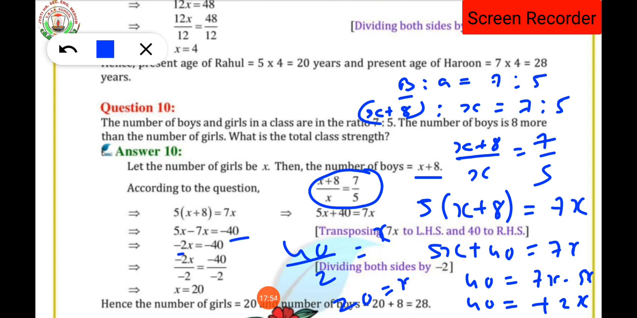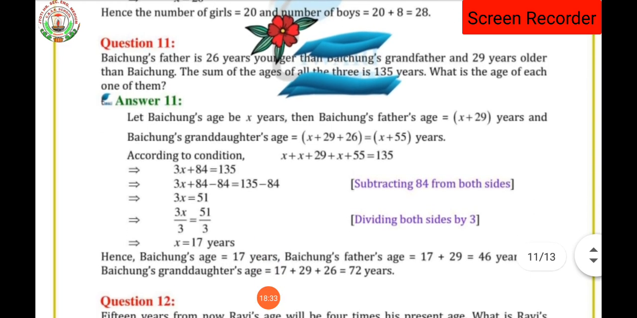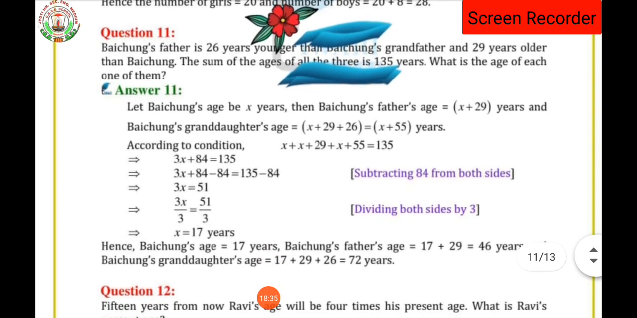Don't get confused by this minus. Since this 7x from the right hand side goes to the left hand side, that's why it becomes minus. If you take 5x from the left hand side to the right hand side, you will not get confused. The answer will directly come in the positive. So it is better to do it this way, which I have solved on the right side of the screen. So x is equal to 20, as the number of girls is 20. The number of boys is x plus 8, that is 20 plus 8, which is 28. Clear everyone?